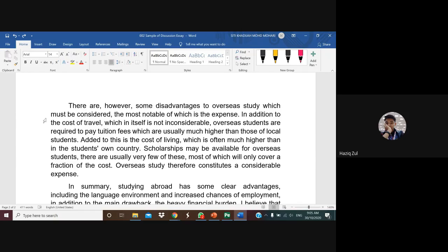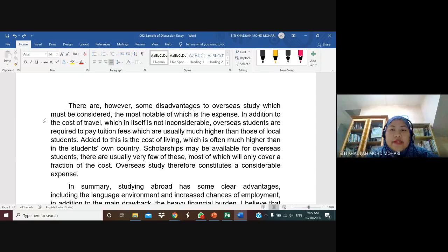Scholarships may be available for overseas students. There are usually very few of these, most of which will only cover a fraction of the cost. Overseas study, therefore, constitutes a considerable expense. Very good. Okay, Haziq, could you point out which one is the topic sentence?